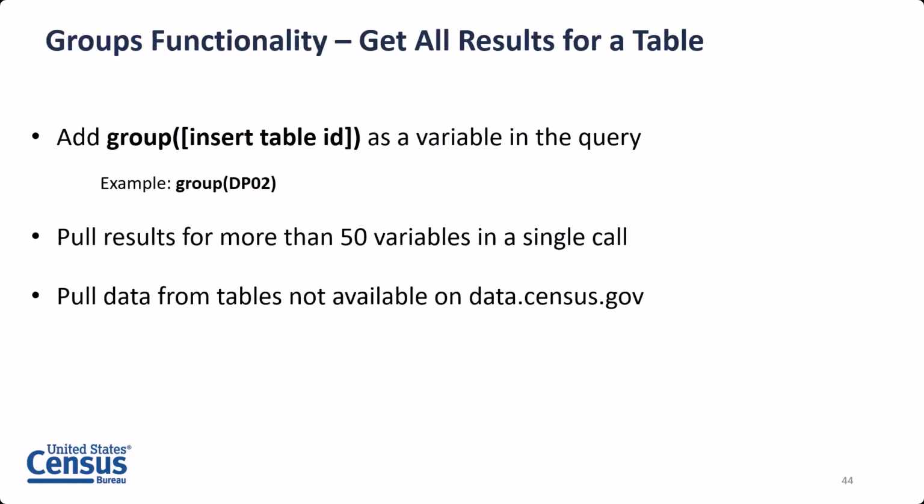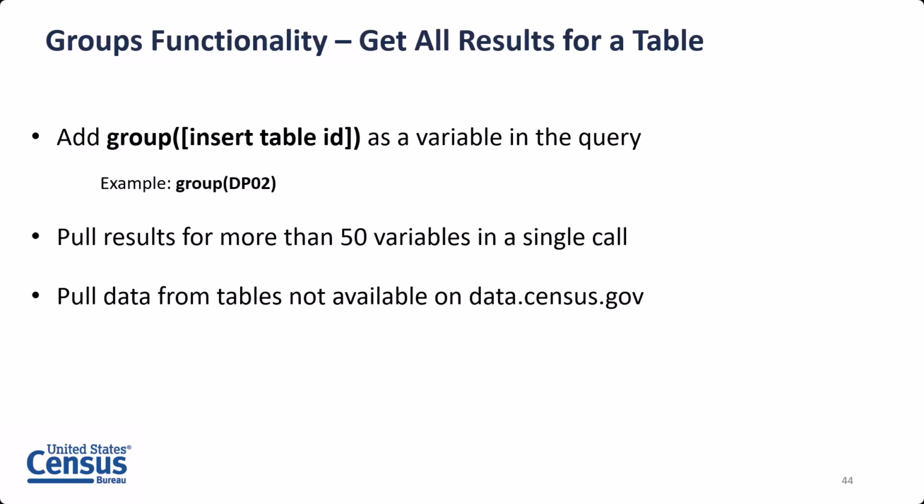Using this groups functionality is going to allow us to pull all of the results within an entire table. For example, if you didn't want to pull individual results like I was just doing, you could instead use the group functionality to pull all of the results from that table. The advantage of this is it's going to allow you to pull more than 50 variables within a single call. For the exercises that I was just walking through, we were only able to add up to 50 of those variables separated by commas. However, many of our tables have 100, 200 variables within them. Using this group functionality is going to allow you to pull all of those variables back at once.